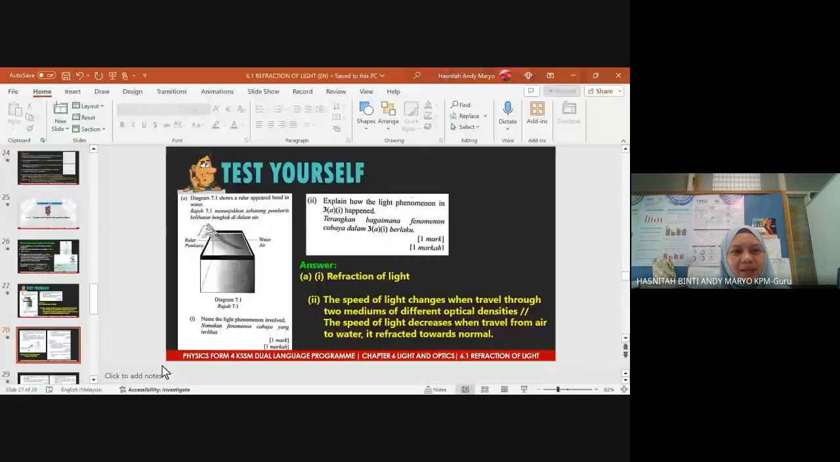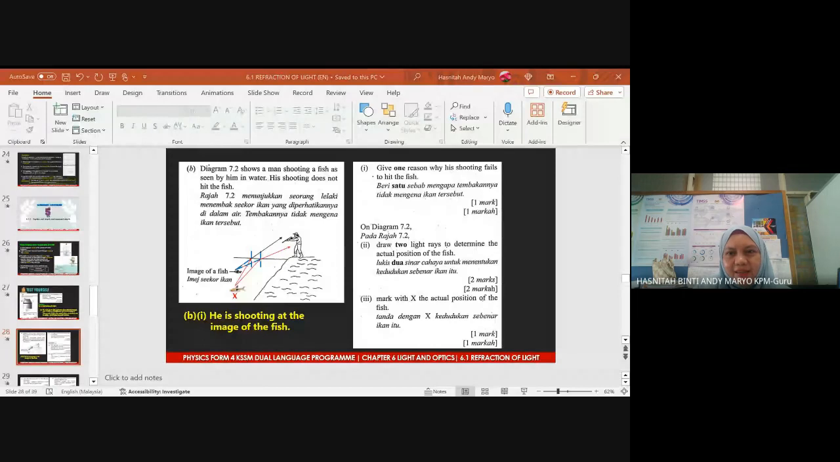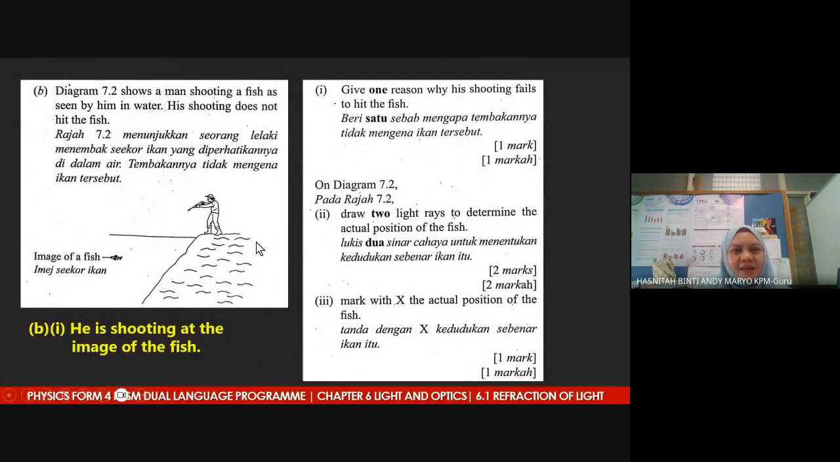So, any idea? So what happened here? Because he is shooting at the image of the fish. Okay. Actually, the man is shooting at the image of the fish. And that is the reason. He is shooting at the image of the fish. So where is the actual fish at? So this is the question we need to answer in diagram 7.2.